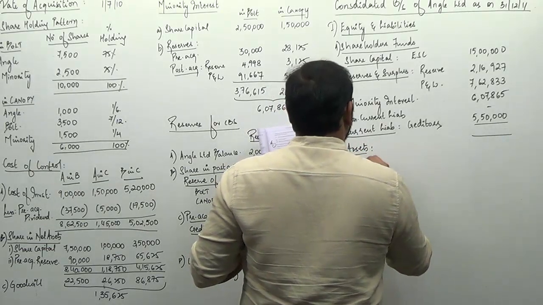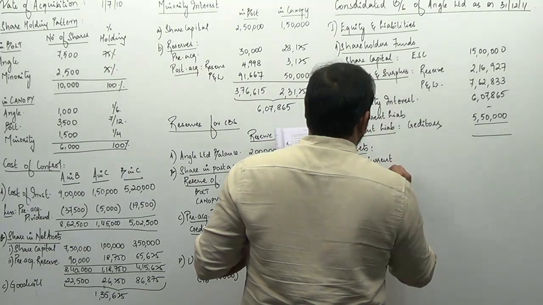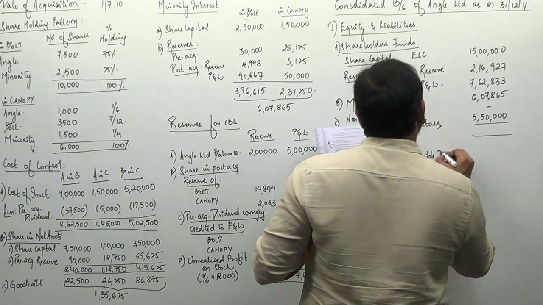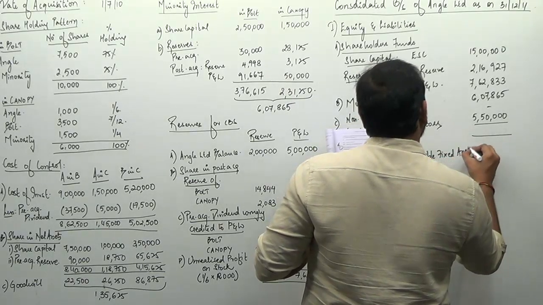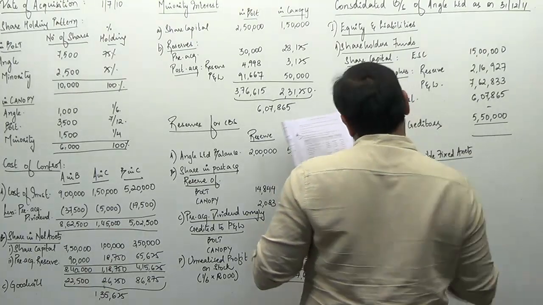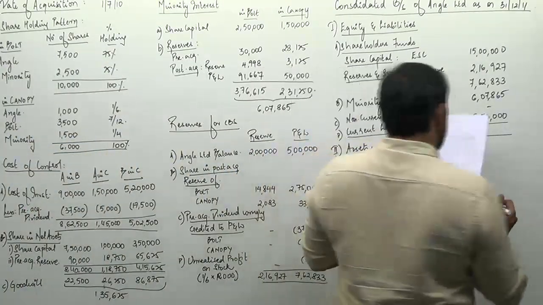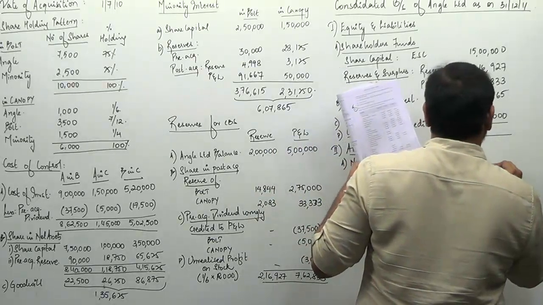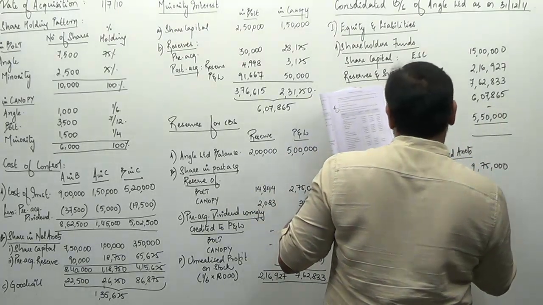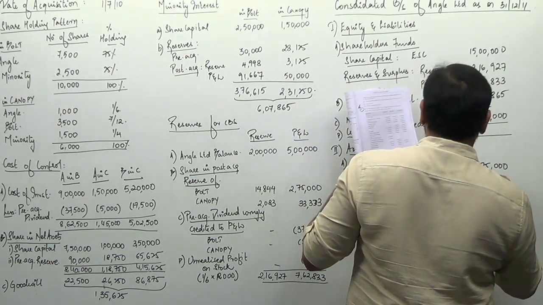Assets, non-current assets. Under non-current assets, tangible fixed assets. Under tangible fixed asset, the first one is plant and machinery. Plant and machinery 4 lakhs plus 2,50,000 plus 3,25,000, 9,75,000. Furniture and fittings 2 lakh, 1,50,000 and 1,40,000. That total will be 4,90,000.